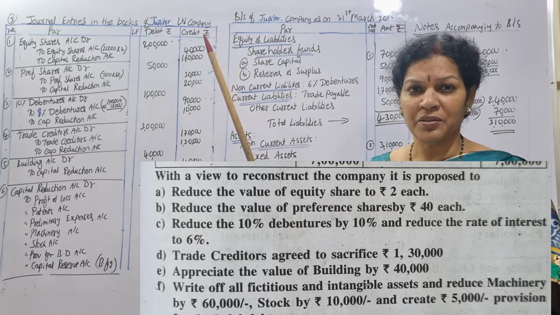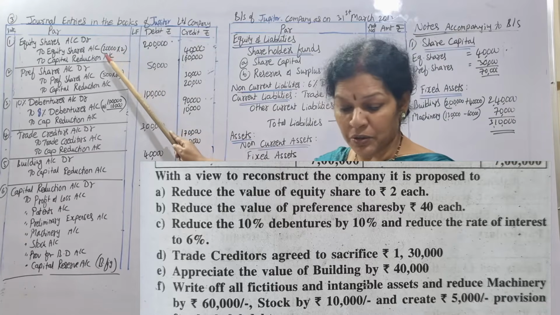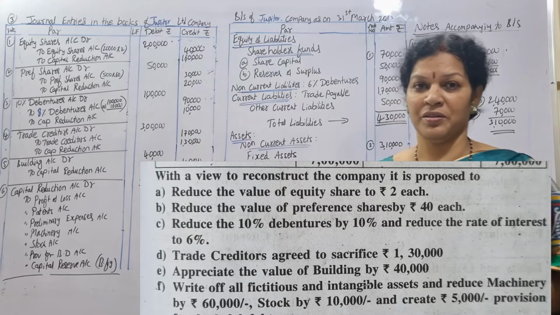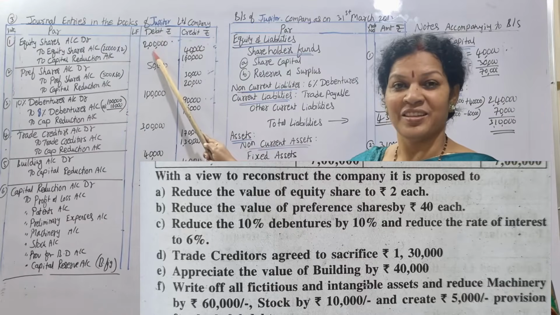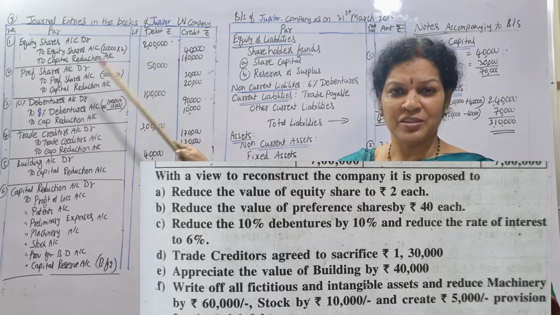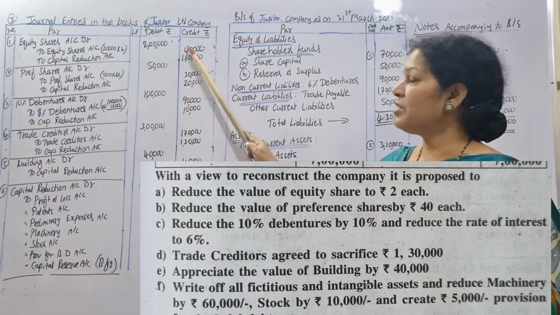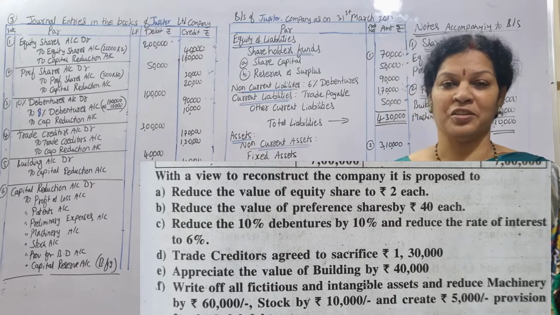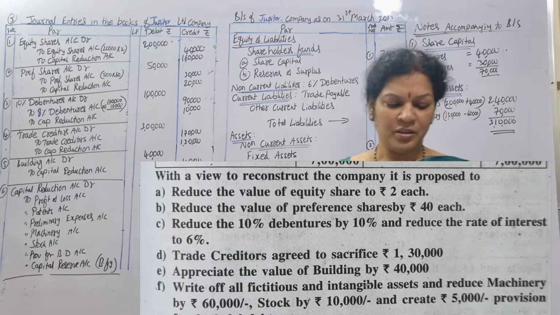How much do we want to bring it to? 2 rupees each. How many shares are there? 20,000 shares. 20,000 into 2 rupees comes to 40,000. Originally it was 20,000 into 10, and now we want to bring it to 2 rupees only. Now what is the capital reduction? 2 lakh minus 40,000, so 1,60,000 is the reduction. We have done this in many problems already. This is about the equity shares.